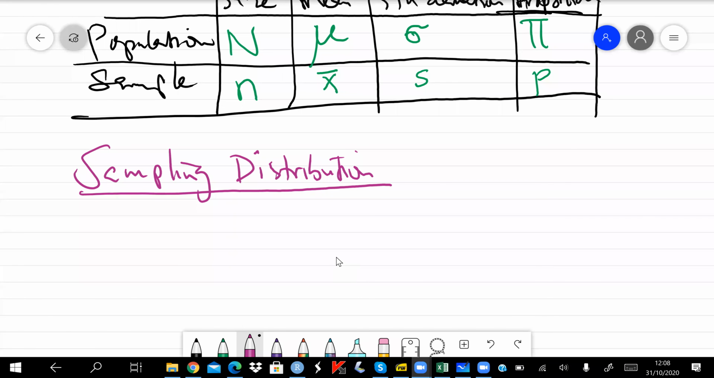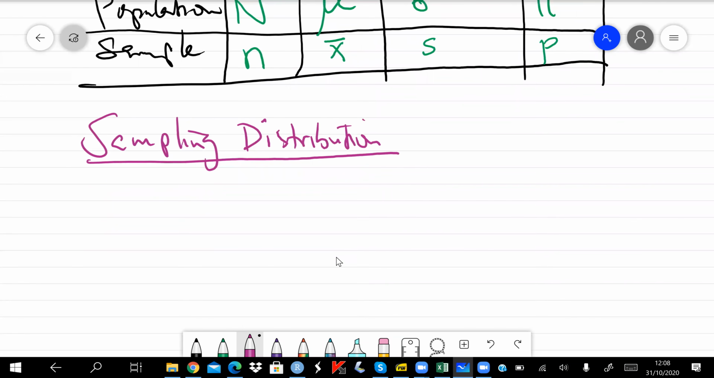Now let's move on to the sampling distribution. We are going to illustrate the concept of sampling distribution using the mean. So we shall be talking about the sampling distribution of the mean, but you can also argue the sampling distribution of other things, like the sampling distribution of the proportion, the sampling distribution of the regression coefficients, and so on and so forth. Okay.